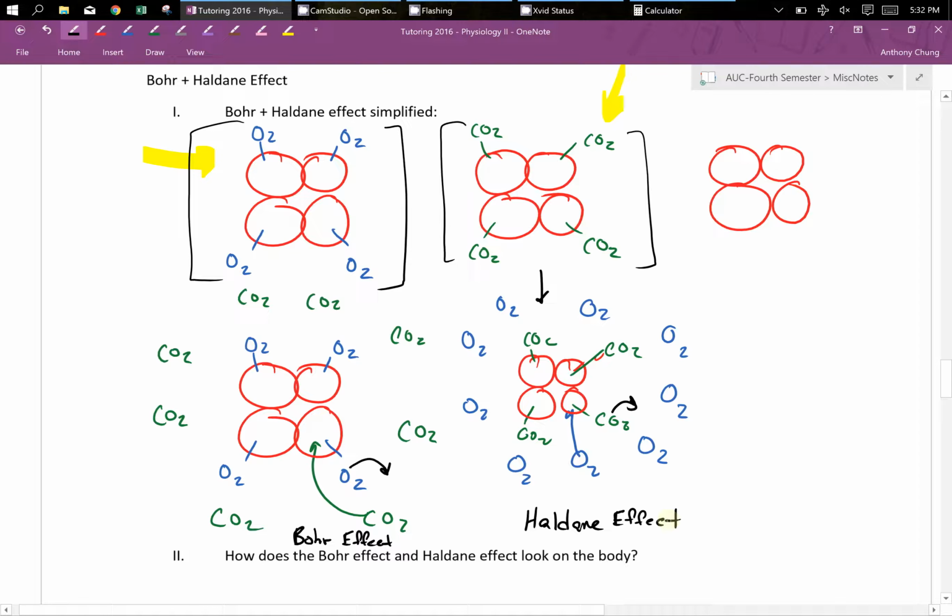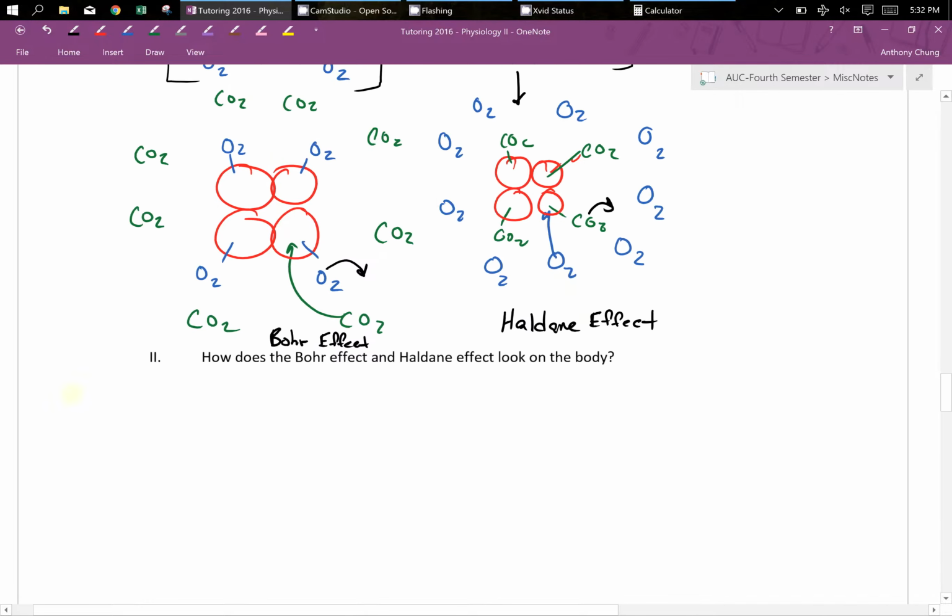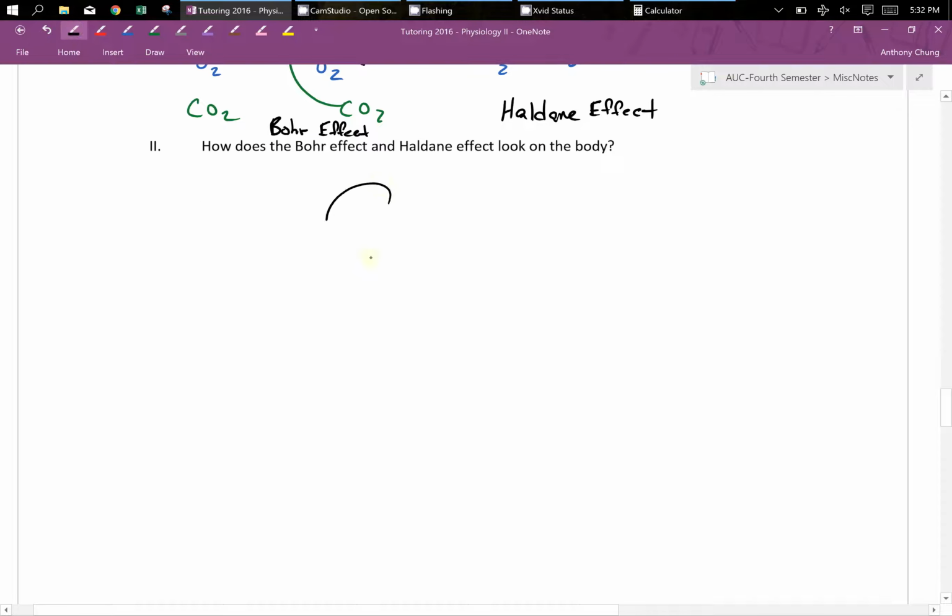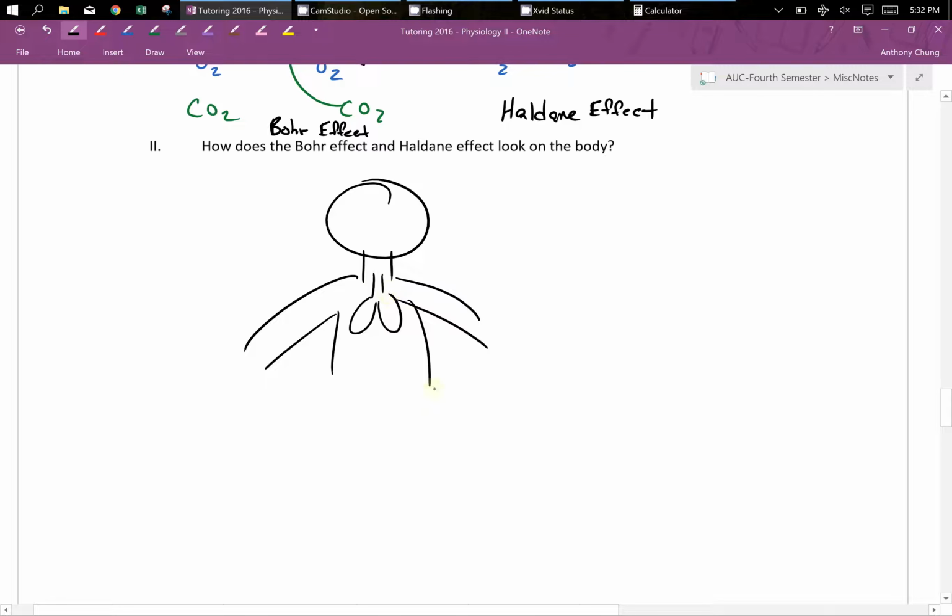How does this look in the body? So the way that it looks like in the body is this. You have a human, and I'm not going to draw it to scale very well. You have a lung over here, very small lungs, and you have your feet. Your hemoglobin is going to go from your lung, and I'm going to skip the heart completely. So I'm going to get this hemoglobin, it's completely oxygenated, and it's going to go to your feet, all right?